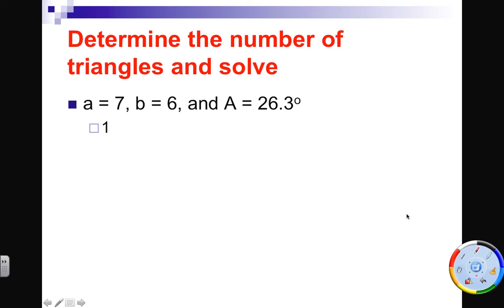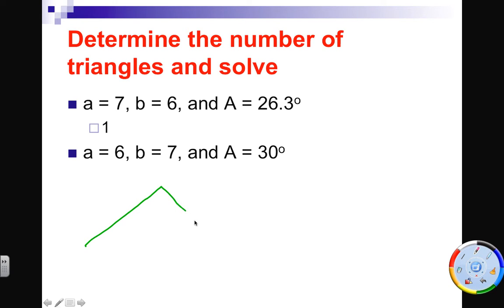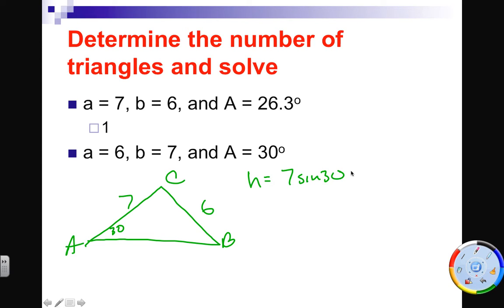What about this one? So we had one triangle for that. What if I was to change things around a little bit? a is 6, b is 7, and A is 30 degrees. Well, now a is not bigger than b, so that one goes out the window. And I should probably find h. h is 7 times the sine of 30. Well, I don't need a calculator for this one because sine of 30 is 1/2. So it's 7/2, which is 3.5.